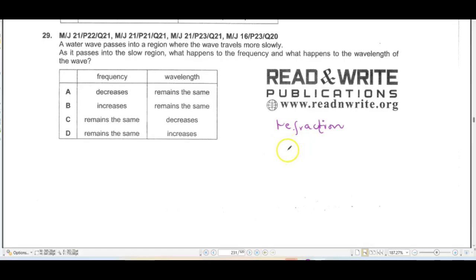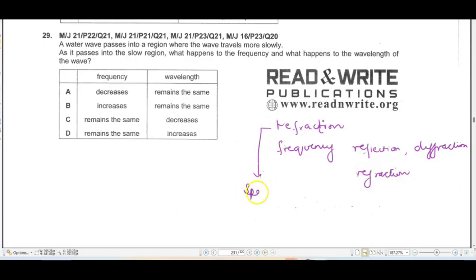Okay, we should remember and know that the frequency of the wave does not change in reflection, diffraction or refraction. ठीक है? In the phenomena that we are talking about, refraction, over here the speed changes, and because of the change in speed, the wavelength changes as well. ठीक है? When the wave passes from a shallow to a deep region or from a deep to a shallow region, its wavelength changes and speed changes. ठीक है? The frequency has to remain the same in the reflection, the diffraction and refraction.